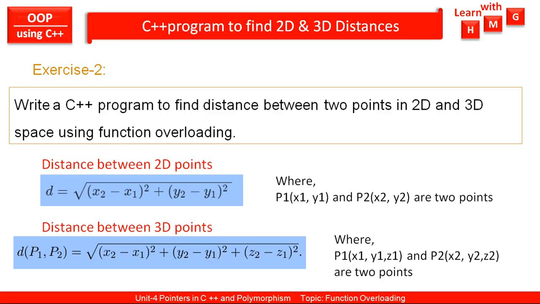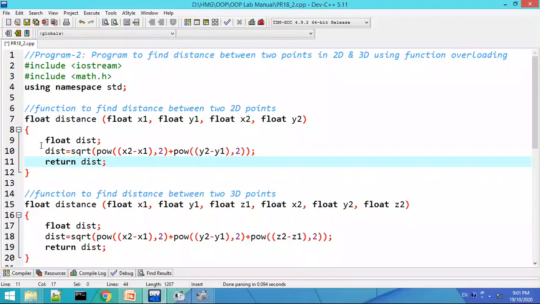So like this, here P1 and P2 are two geometrical points, one in 2D space and the second in 3D space, and we are going to find the distance between these 2 points by implementing the concept of function overloading. So let us write and execute the C++ program using the Dev C++ compiler. So here is the C++ program in the Dev C++ compiler.